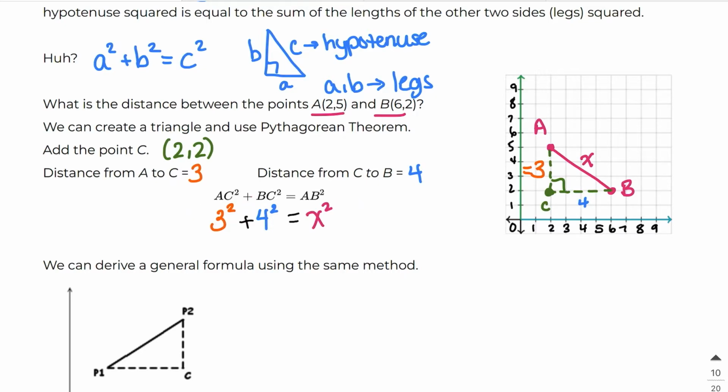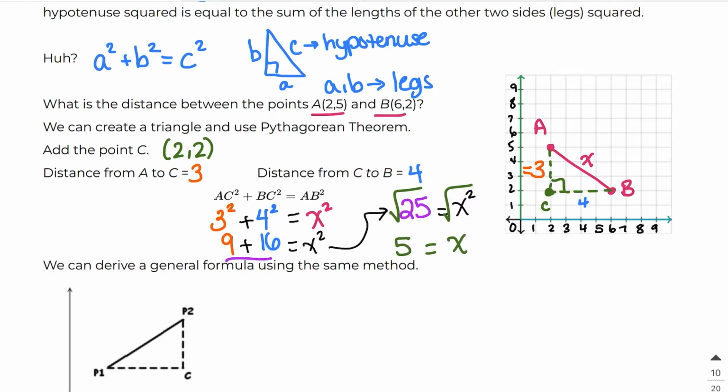So 3 squared is 9. 4 squared is 16. And x squared is just still x squared. So here I can add the 9 and the 16 together. I get 25. So I get 25 is equal to x squared. And then I can square root both sides. And I get x equals 5. So therefore, the segment AB has a length of 5.